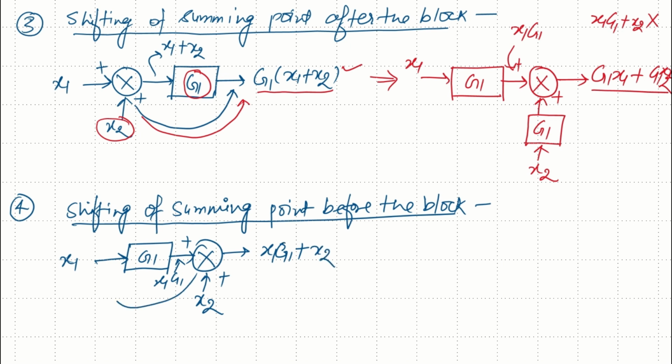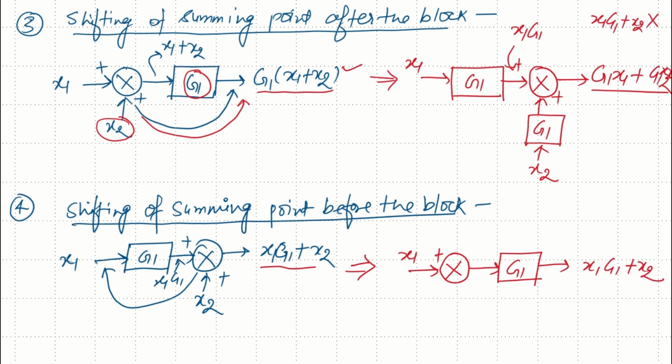Now, if you want to shift this summing element before the block, the equivalent diagram will be as follows. This summing element is shifted before the block, and this is the block with the gain G1, this is the signal X1 which is added, and the final output in this case also should remain the same, which is X1 times G1 plus X2. Now, if I simply apply signal X2 to this summing element, the output of the summing element will be X1 plus X2, and the final output in that case would be G1 X1 plus G1 X2, which is not the same as the previous output. So this will be wrong.